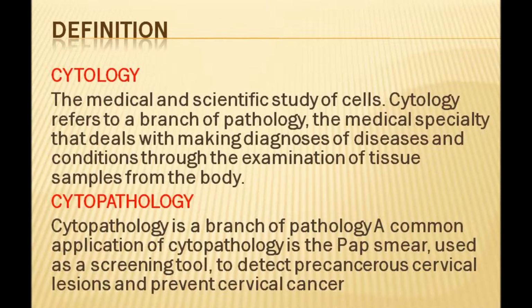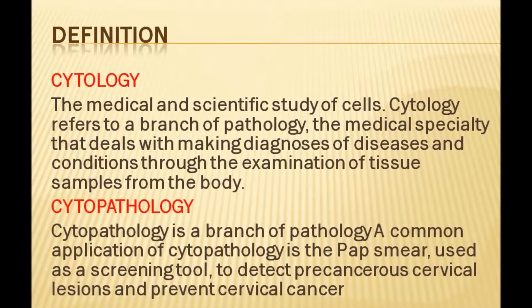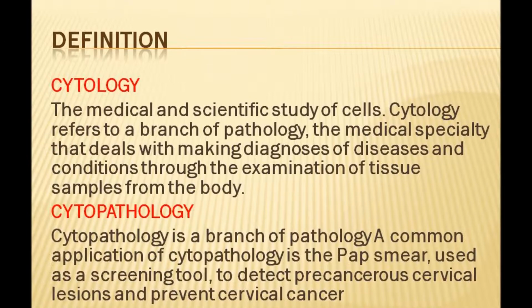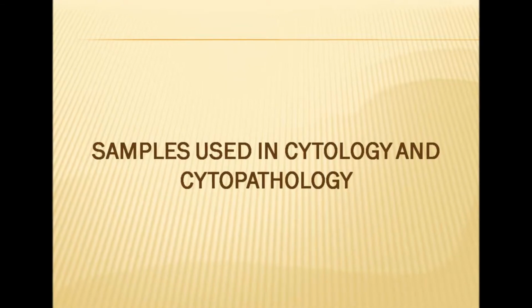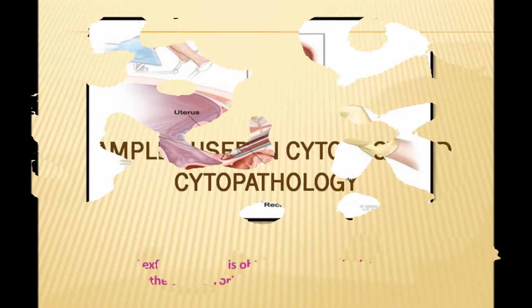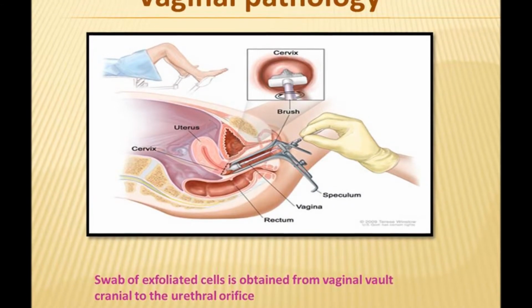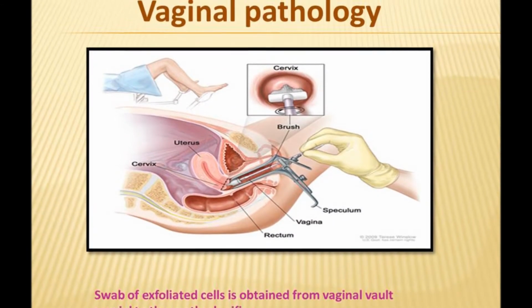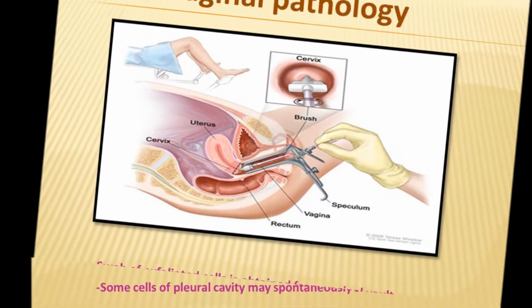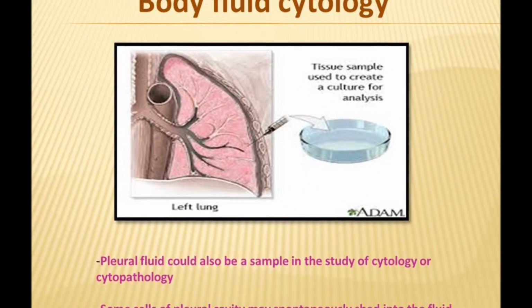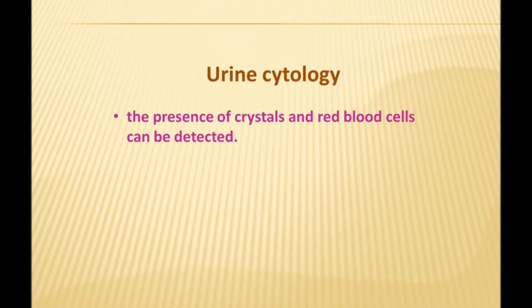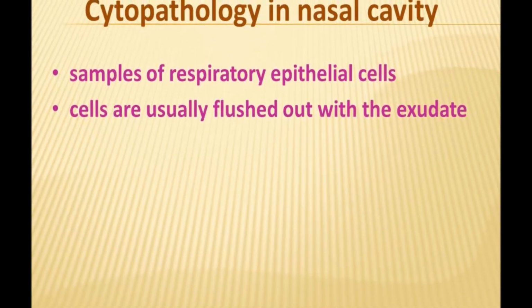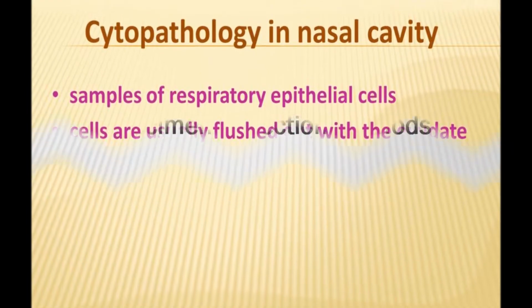A common application of cytopathology is the pap smear, used as a screening tool to detect precancerous cervical lesions and prevent cervical cancer. Several samples can be used in cytology and cytopathology. As for vaginal pathology, a swab of exfoliated cells is obtained from the vaginal vault cranial to the urethral orifice. And as for body fluid cytology, we can get the pleural fluid. Urine samples and samples of respiratory epithelial cells can be used in urine cytology and cytopathology in the nasal cavity, respectively.